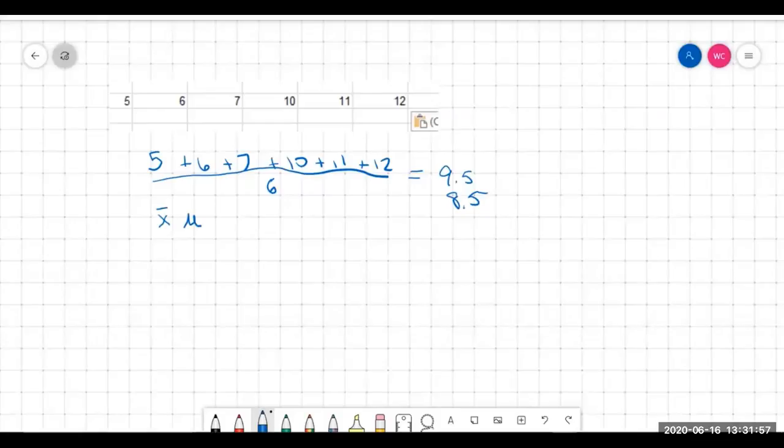Now also, suppose we have another set of numbers, the numbers 5, 7, 9, and 11. Again, if we want to calculate the mean of these numbers, we'll divide by 4 this time. And I think here we can see that the answer is going to be 8. It's right in the middle.